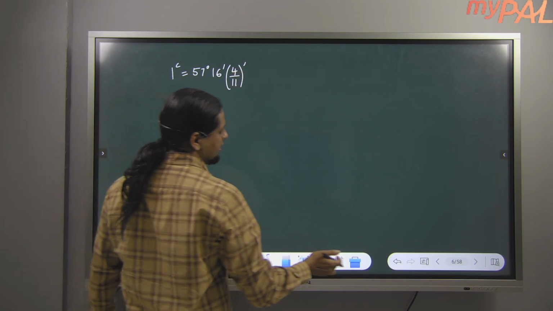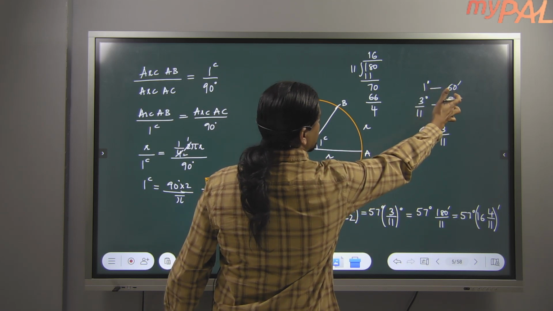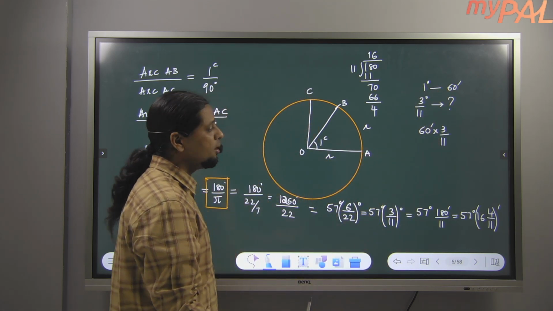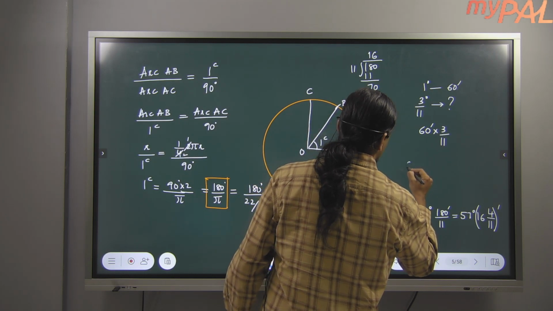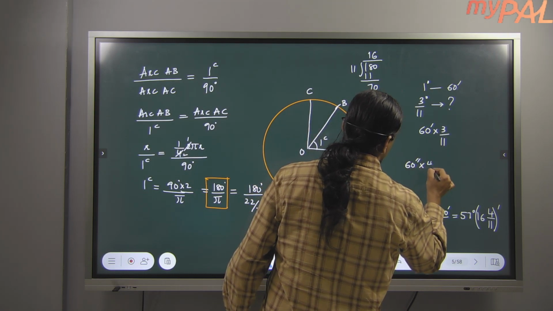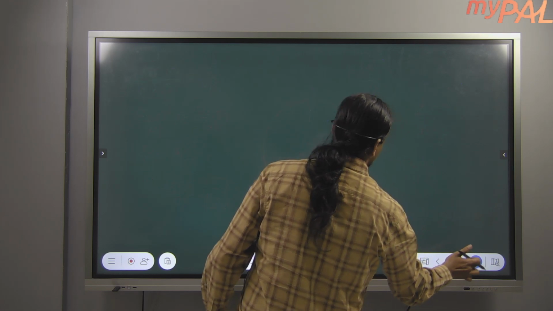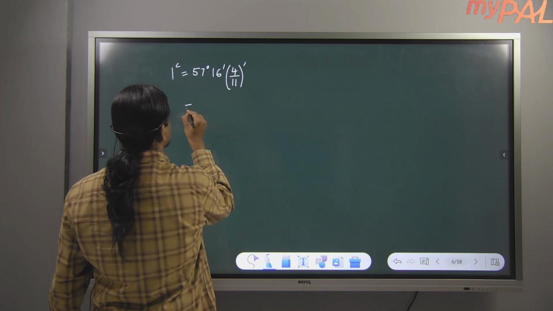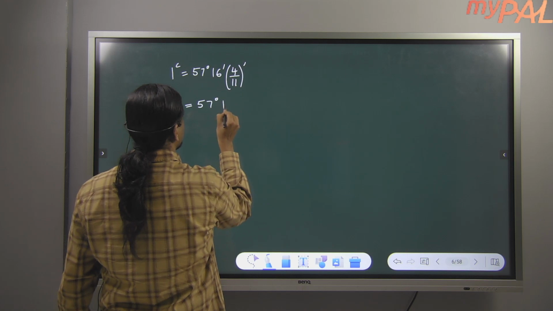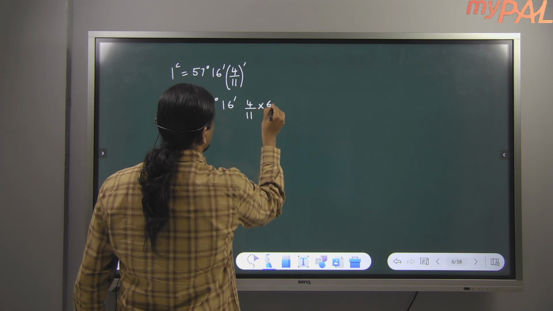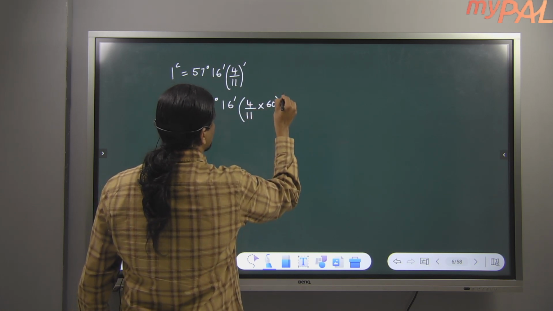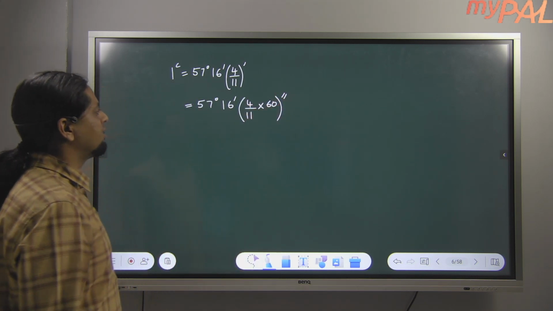How do I convert it into seconds? The same way. 1 degree is equal to 60 minutes. 1 minute will be equal to how much? 60 seconds. So I have 4 by 11, so it's going to be 60 seconds into 4 by 11. So if I do that conversion, it's going to be equal to 57 degrees, 16 minutes, 4 by 11 into 60. Now this is converted into seconds.